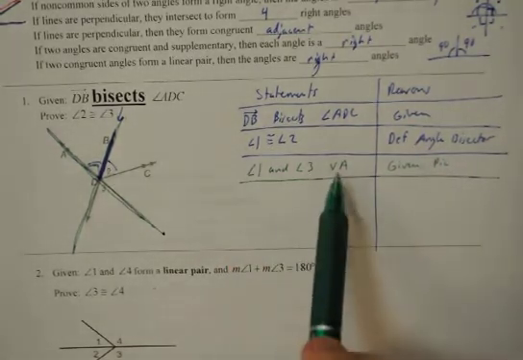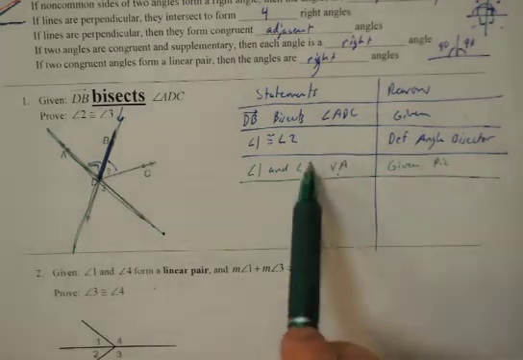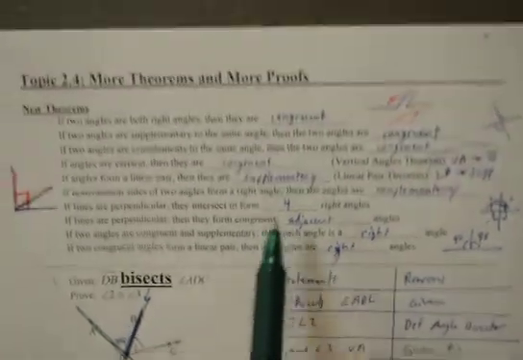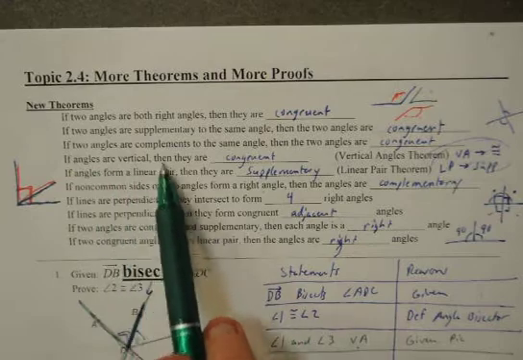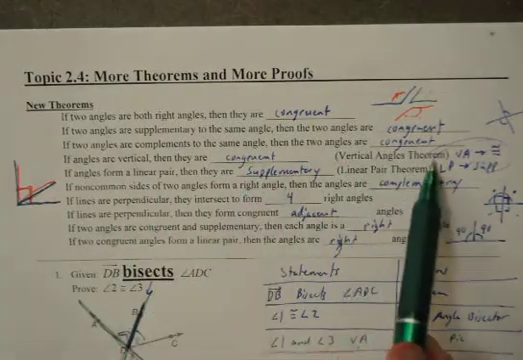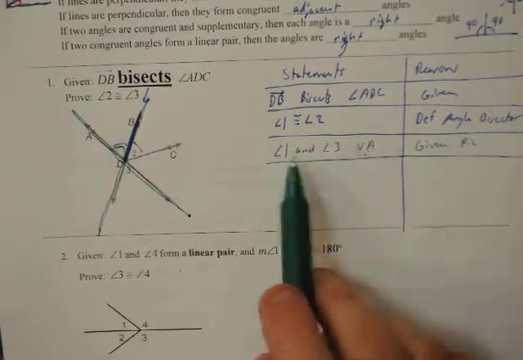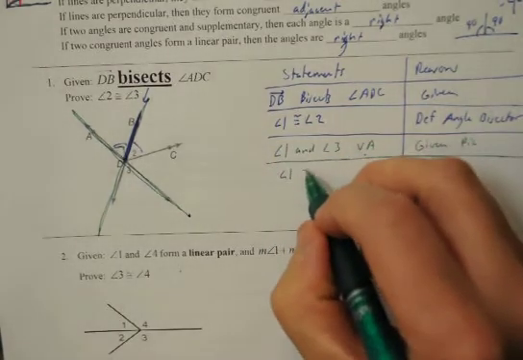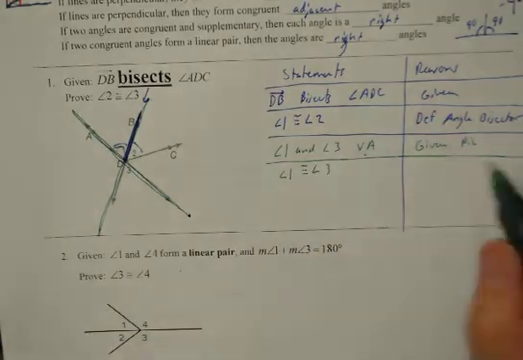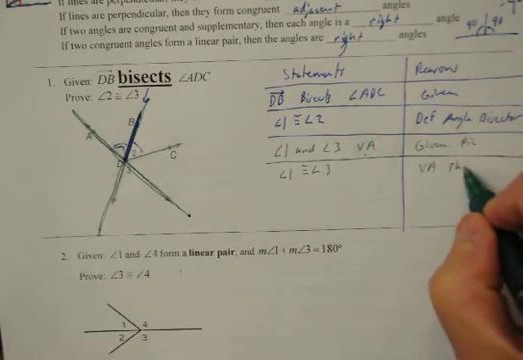Now, what do we know about vertical angles? If angles are vertical, then they are congruent. That's the vertical angle theorem. So therefore, I can now state that 1 and 3 are not only vertical angles, but they are congruent by the vertical angle theorem.